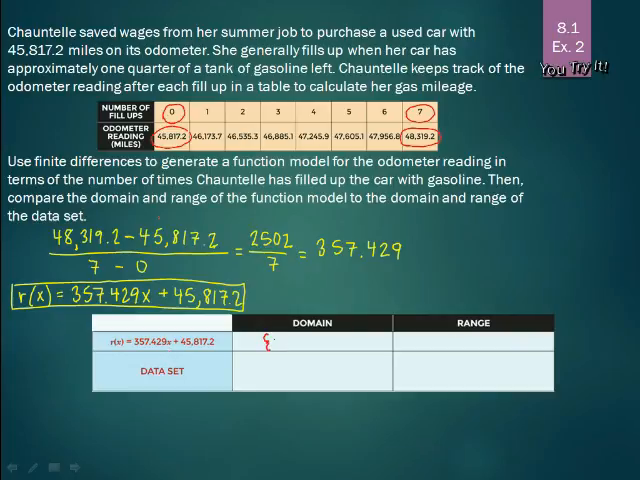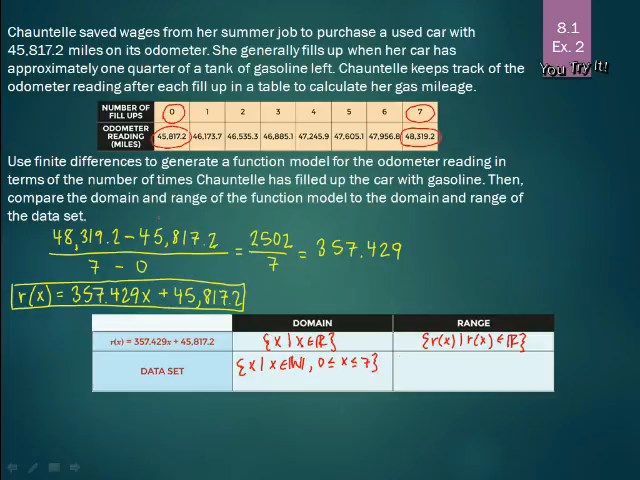In set builder notation, that would be the set of x's such that x is in the real number set. And the range would be the set of r of x such that r of x is in the real number set. For our data set, we have a very specific subset of numbers. Our x values are all whole numbers, and they're only between 0 and 7. So we can write the set of x's such that x is in the whole number set, and 0 is less than or equal to x is less than or equal to 7.